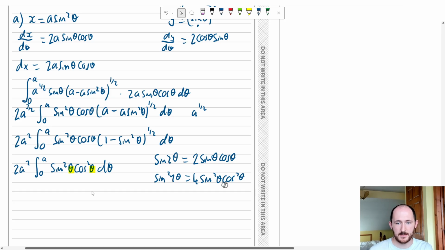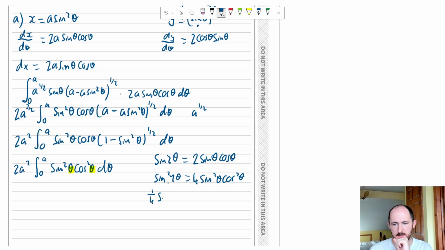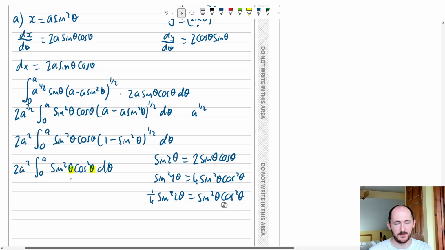Now that looks really similar to what I've got, but what I've got is 4 times too small, right? If you want, let's divide both sides by 4. We get a quarter sine squared 2 theta equals sine squared theta cos squared theta. Now that looks exactly like what I've got.